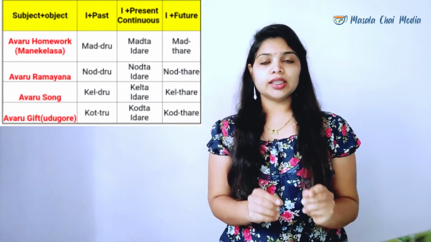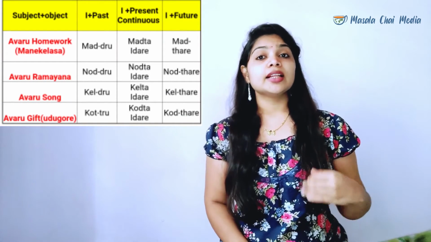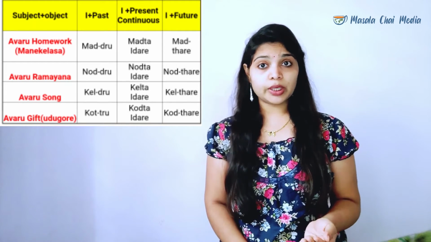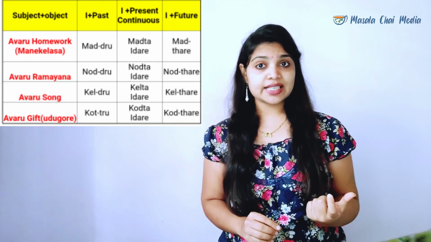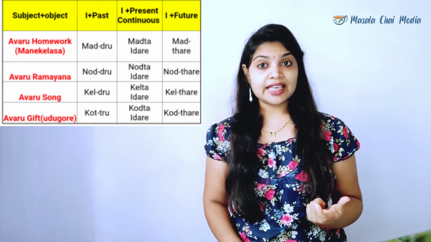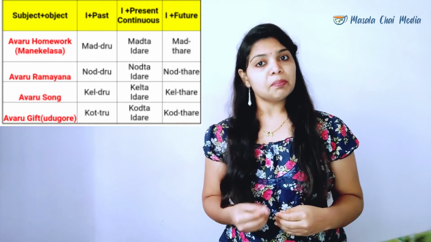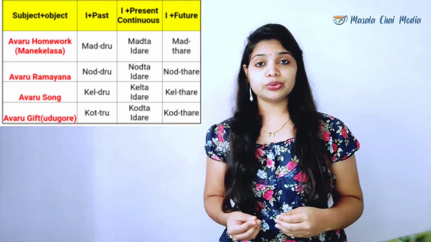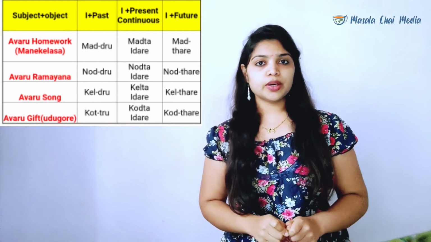Work is ಕೆಲಸ in Kannada. So how do we say: they worked, they are working, they will work? They is avaru, right? We learned that in the previous video. Avaru ಕೆಲಸ ಮಾಡಿದ್ರು. ಅವರು ಕೆಲಸ ಮಾಡ್ತಾ ಇದ್ದಾರೆ. ಅವರು ಕೆಲಸ ಮಾಡ್ತಾರೆ.